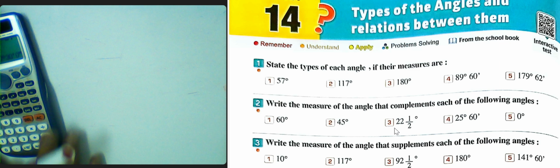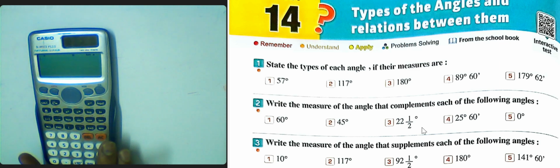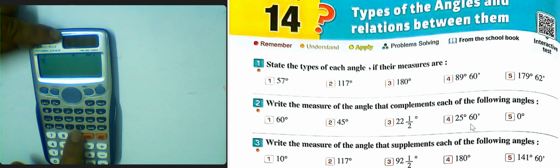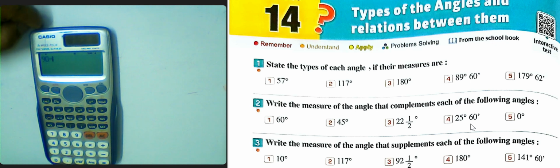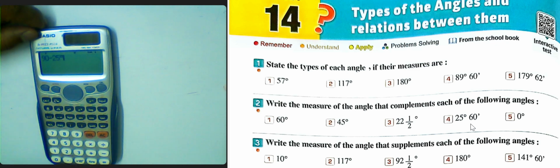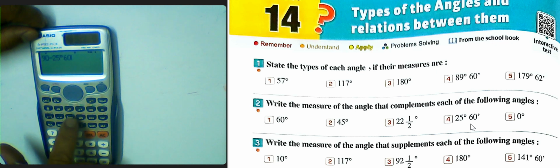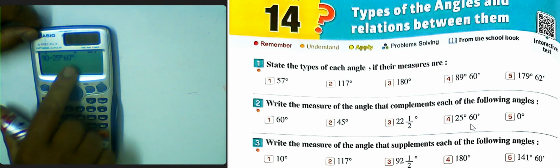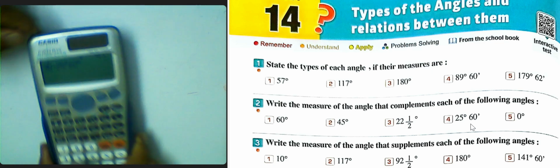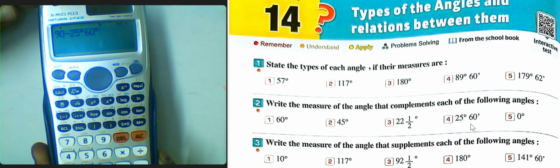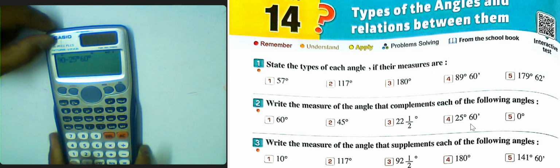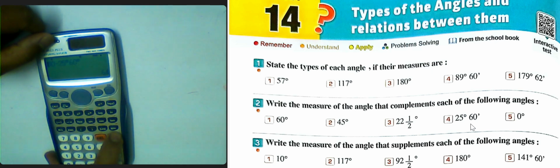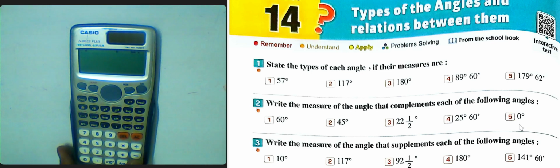Next, question number 4. 25 degrees and 60 minutes, right? 90 subtract 25 degrees and 60 minutes. We know 25 degrees and 60 minutes will be 26 degrees, because 1 degree equals 60 minutes. Then the result will be 64 degrees.